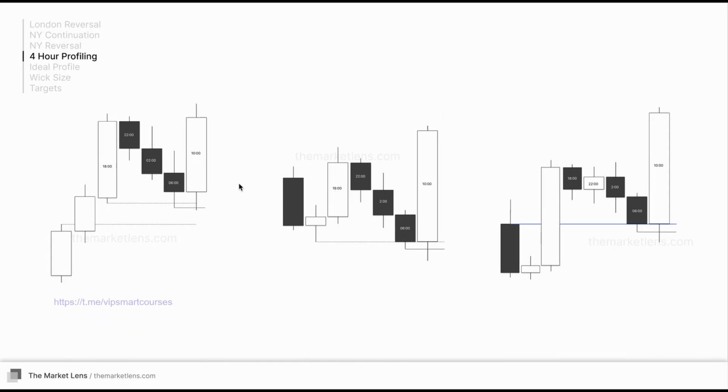So here is 10 a.m. reversal, the last profile. Here we see the previous 2 sessions do not create a reversal. Here we have 6 a.m. candle hitting a key level and 10 a.m. reversing off of candle 1's low. Again, reversal into expansion candle supported by this small wick.